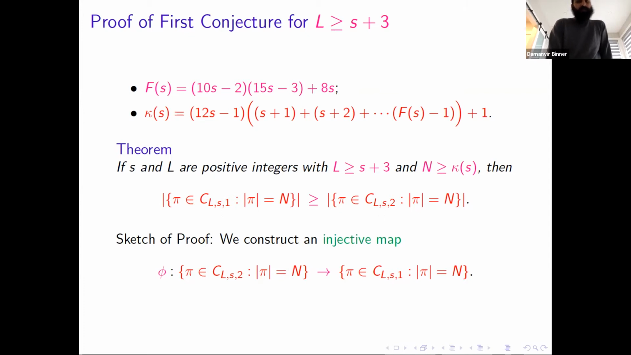For this, we construct an injective map between these sets. Basically, we have a partition of n in CLS2, and we want to map it to a partition of n in CLS1.